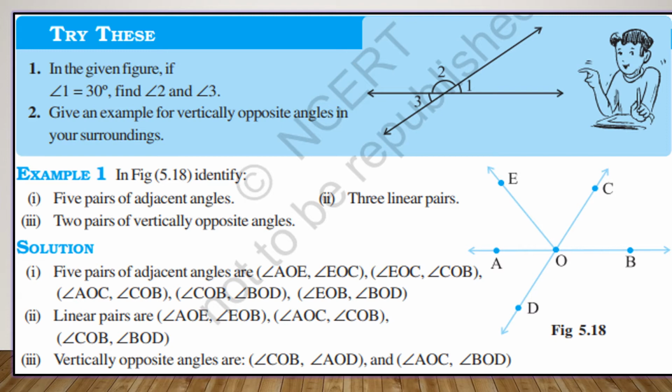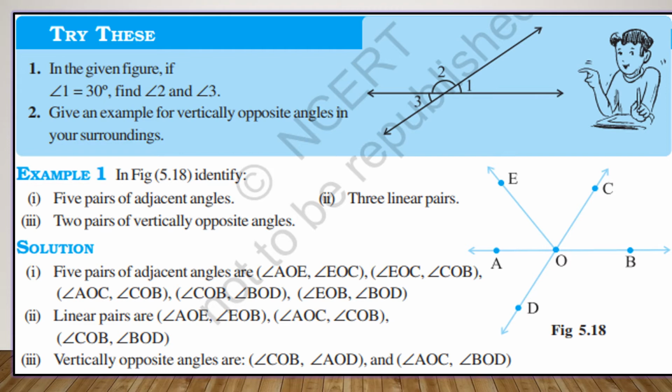DOA and AOE are adjacent. Then if you want one more angle, you take a full angle, 2 angles together. AOC is one angle, and which is adjacent to AOC? COB. Like that, many adjacent angles you can find out.